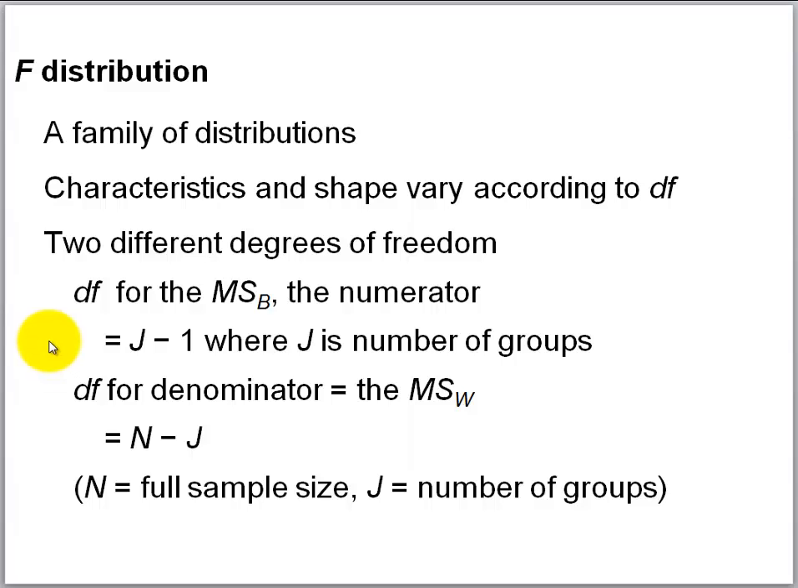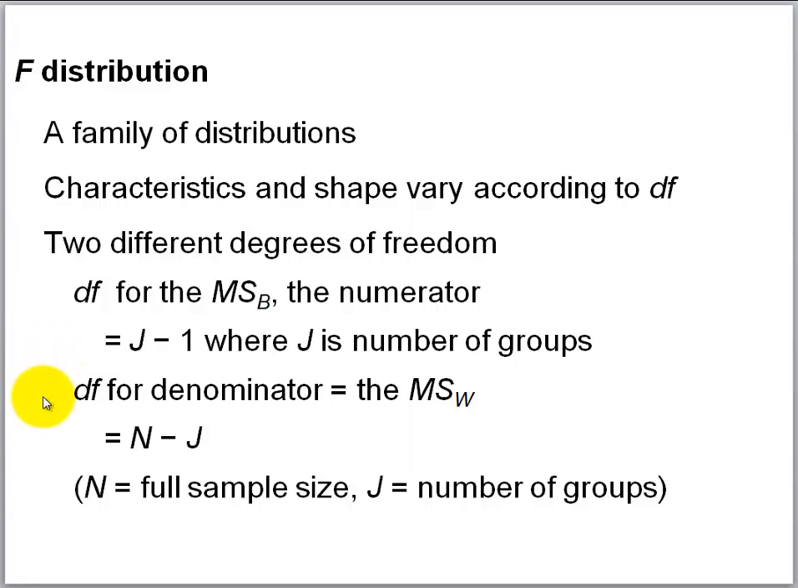Degrees of freedom for the mean square between equal j minus 1, where j is the number of groups. So if, for instance, you had 5 groups, you would have 5 minus 1, or 4 degrees of freedom associated with the mean square between.